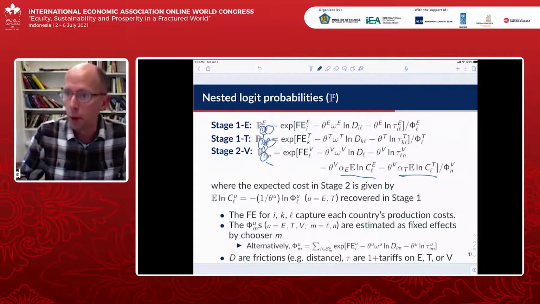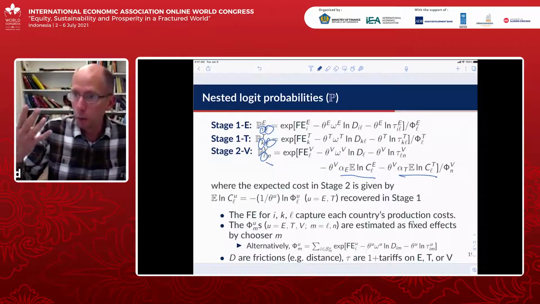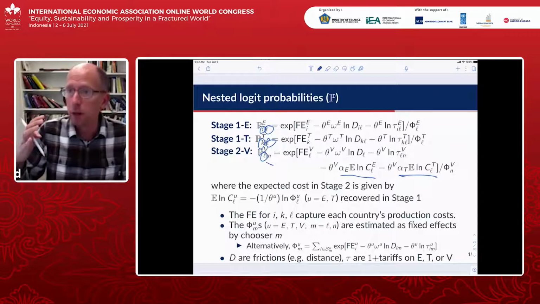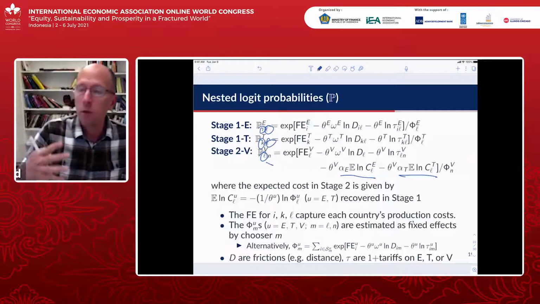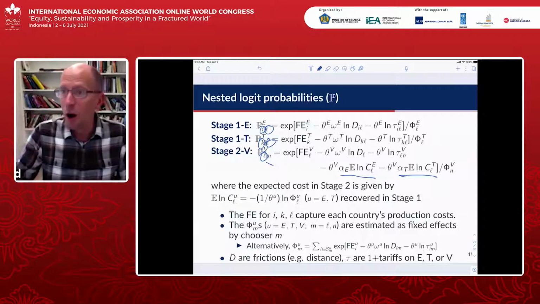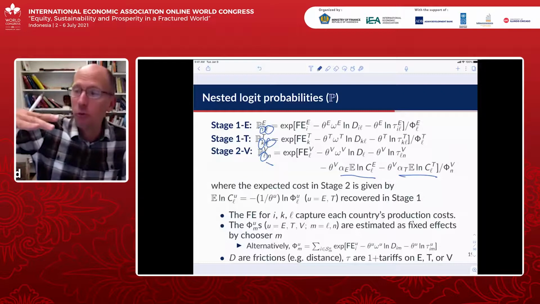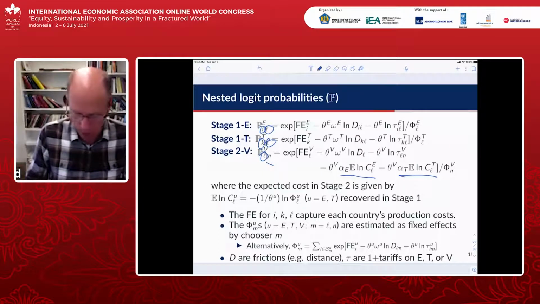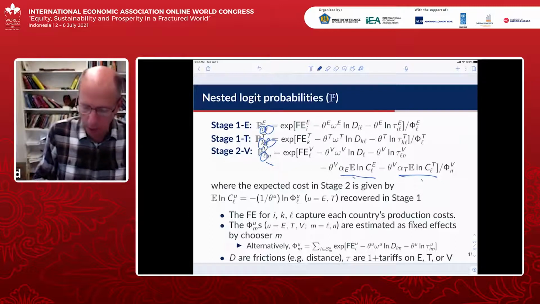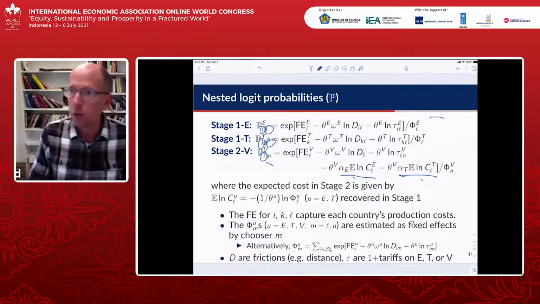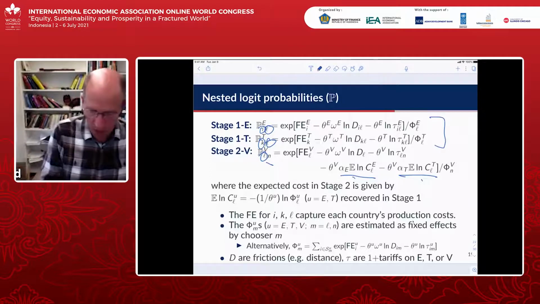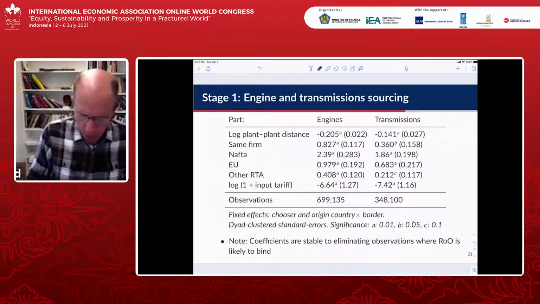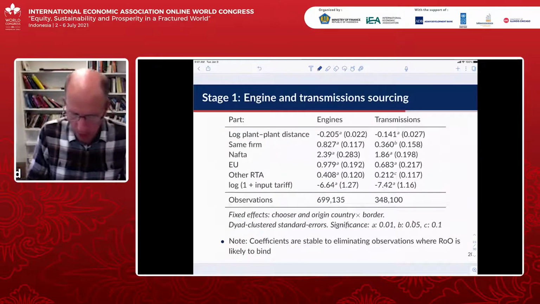So for example, Puebla might have a relatively low expected cost for engines because there's plenty of engine factories available nearby at relatively low tariffs. But for transmissions, especially automatics, they have to come from Japan. And so that's going to maybe have a higher expected cost of transmissions. And so we're going to be able to calculate both of these using the coefficients that we estimated at this stage. So let me just show you what kind of results we get.